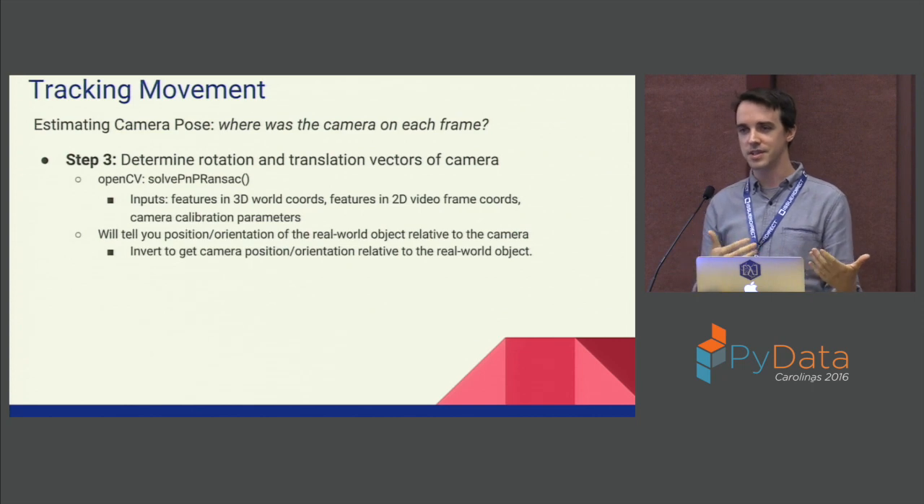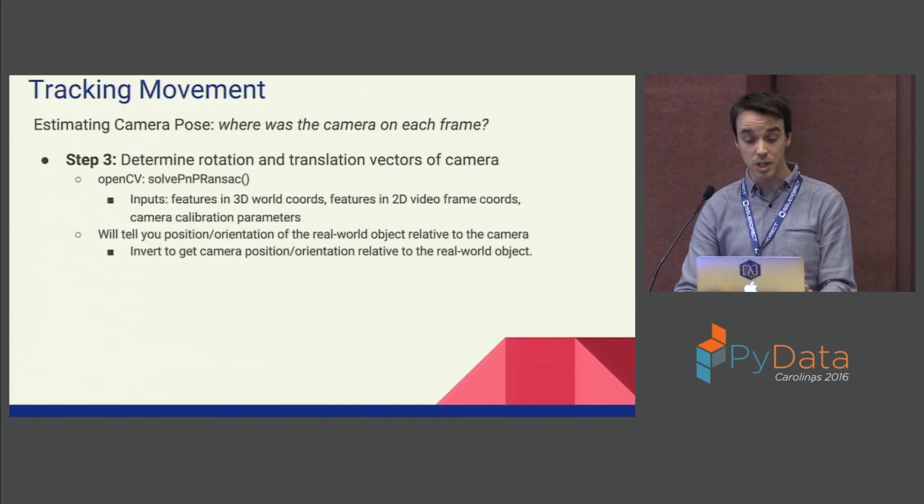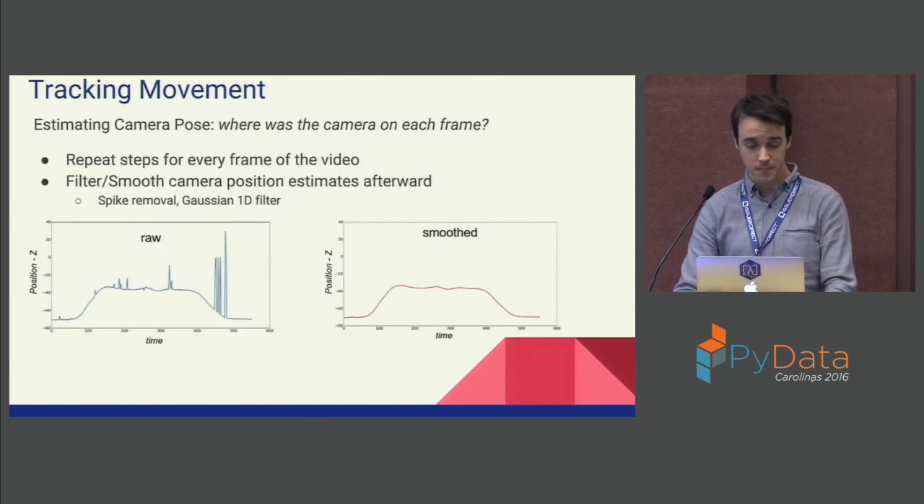So we invert those matrices to really get a sense of where the camera is with respect to this fixed location in space. And we do that on every frame of the video.